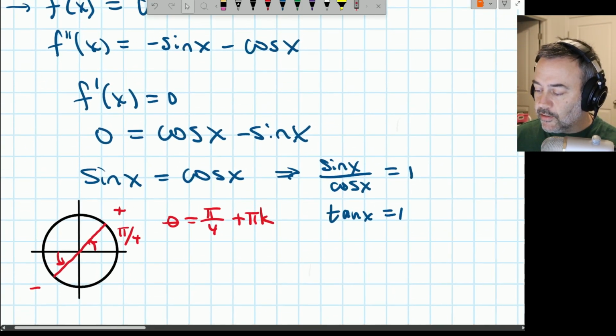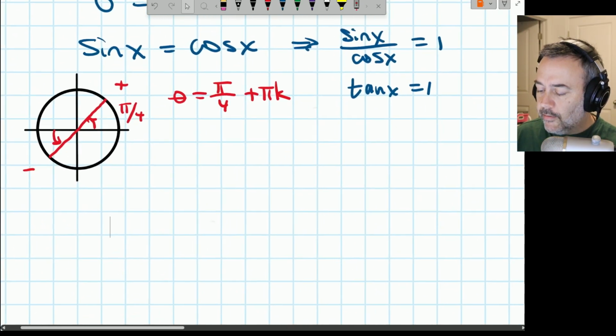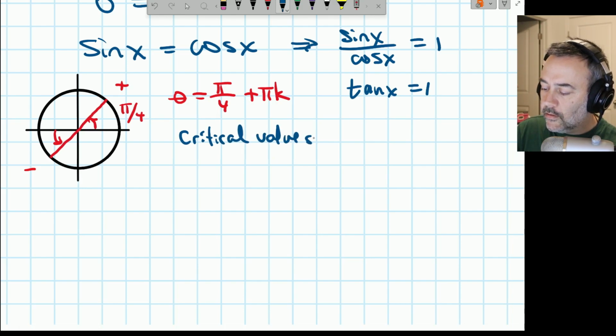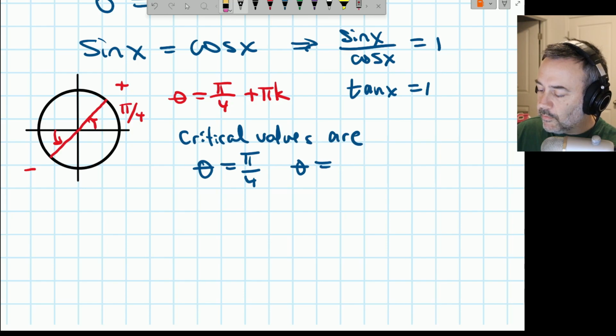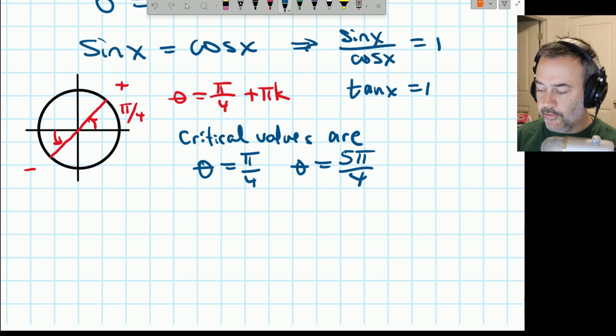Now, since we're only analyzing from 0 to 2 pi, our critical values are theta equal to pi over 4 and theta equal to 3 pi over 4. Oh, excuse me, not 3 pi over 4, 5 pi over 4. Okay, so we've got our critical values.